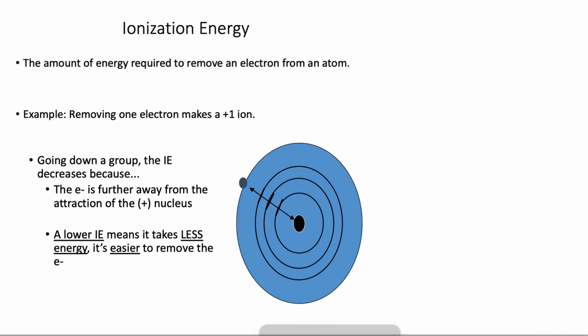Now, ionization energy is the amount of energy required to remove an electron from an atom. Example, removing one electron makes a +1 ion. Going down a group, the ionization energy decreases because the electron is further away from the attraction of the positive nucleus. A lower ionization energy means it takes less energy. It's easier to remove the electron.